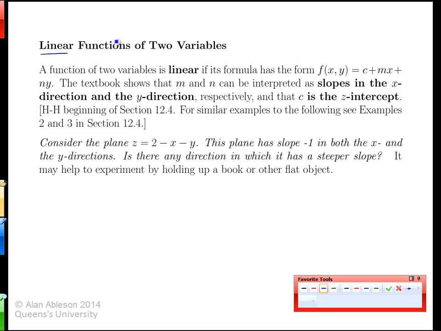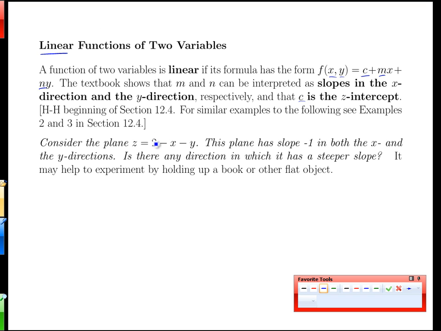We're going to be looking at linear functions of two variables, and the basic form of any linear function in two variables is intercept, slope in x, and slope in y. So the value in front of the x and the value in front of the y can be interpreted as slopes in the x direction and slopes in the y direction. C would be the z-intercept.